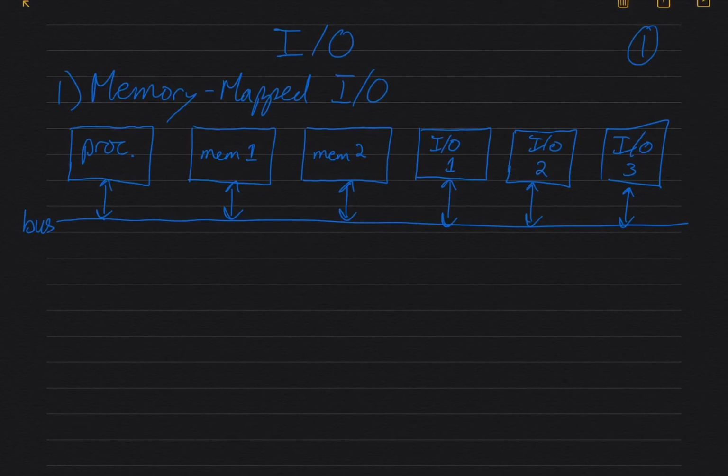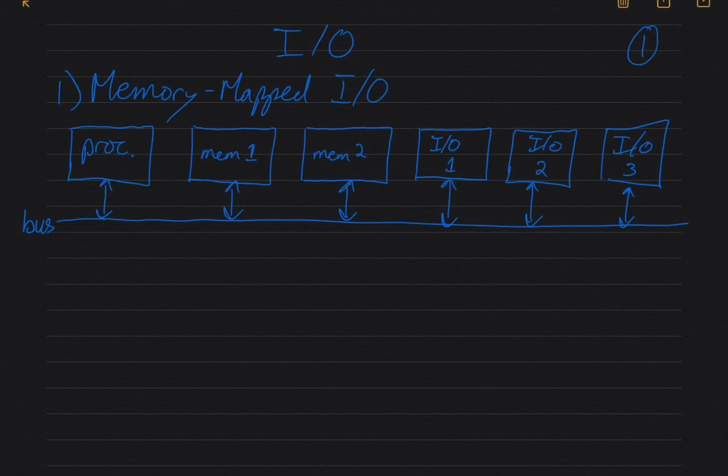And so they're all sharing one bus, which means that when the processor outputs an address onto the address lines of the bus, the various memories and I/O devices have to look at that address and determine if that address corresponds to their range of addresses.